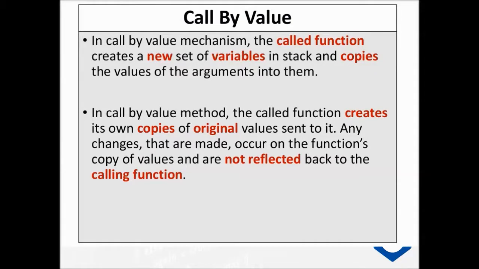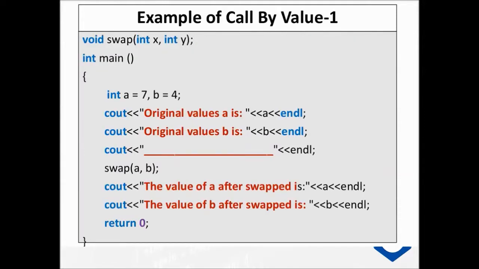Again, call by value. What is a call by value? In the call by value mechanism, the called function creates a new set of variables in stack and copies the values of the arguments into them. In the call by value method, the called function creates its own copies of the original values sent to it. Any changes that are made occur on the function's copy of values and are not reflected back to the calling function. Here is an example of call by value.